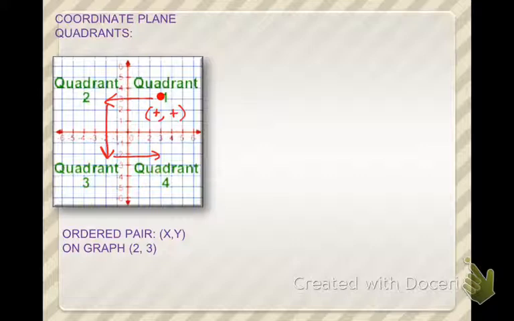Quadrant 1 has both positives. So a positive number and a positive number. Quadrant 2 is going to be a negative and then a positive number. Quadrant 3 is going to be a negative and a negative. And quadrant 4 is going to be a positive and then a negative.